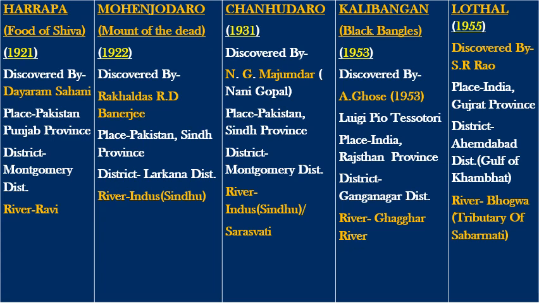Fourth one is Kalibangan, which means black bangles. In 1953 discovered by A. Ghosh. Place: India, Rajasthan province, Ganganagar district, Ghaggar river. Last one is Lothal, 1955, discovered by S.R. Rao. Place: India, Gujarat province, Ahmedabad district, Gulf of Khambat, river Bhogava, tributary of Sabarmati.